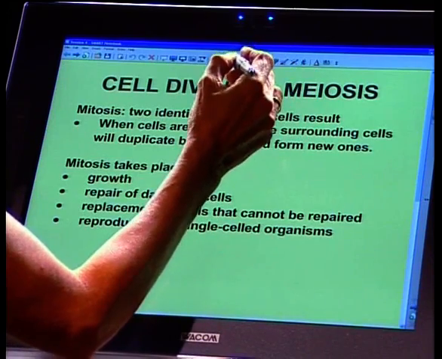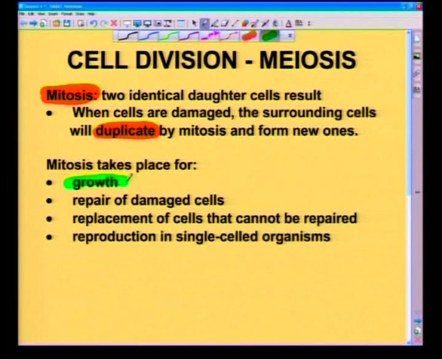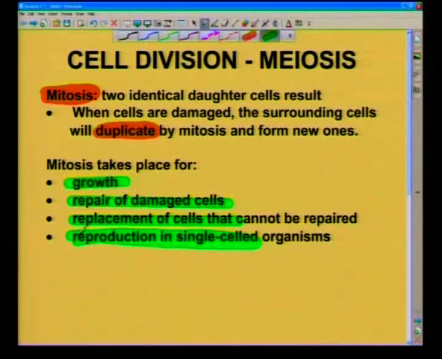So mitosis: two identical daughter cells result. When cells are damaged, the surrounding cells will duplicate by mitosis to form new identical cells. Mitosis takes place for growth, for repair of the damaged cells, for replacement of those cells that cannot be repaired, and then reproduction in single-celled organisms. People, you must know that because they can and will ask it to you.